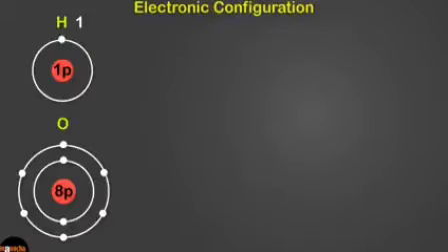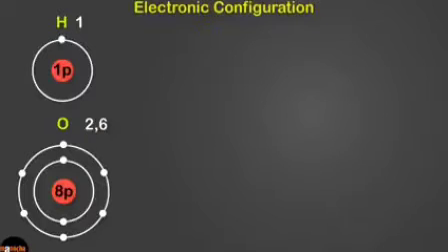Next, let's look at oxygen. It has atomic number 8, so that's 8 protons and 8 electrons. If you draw its electron configuration, the first shell will have 2 electrons since it can hold a maximum of 2, and the second shell has 6 electrons. So as you can see, oxygen is in period number 2 and it has 2 shells.